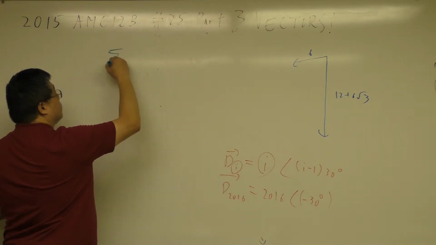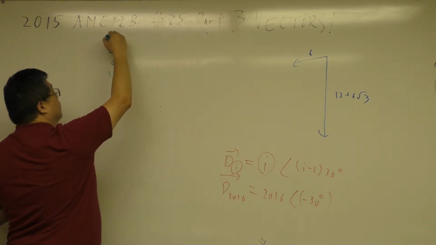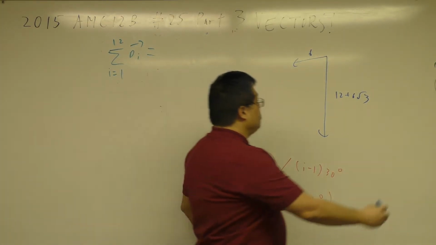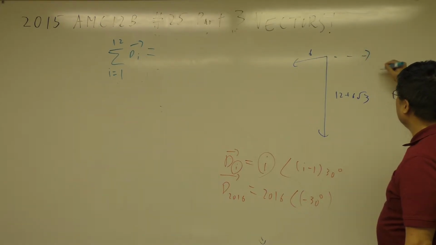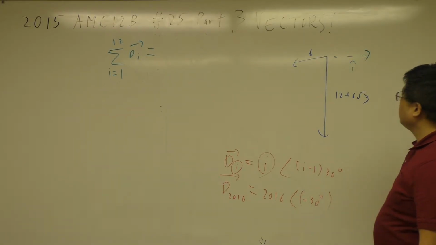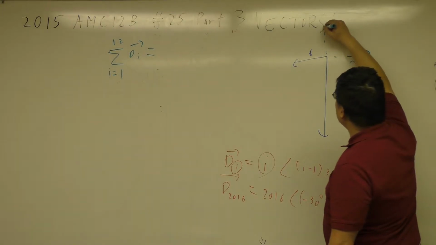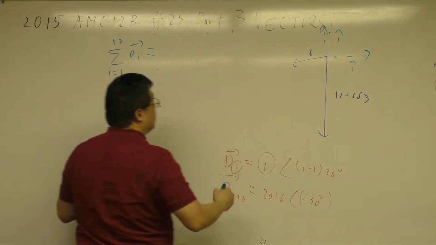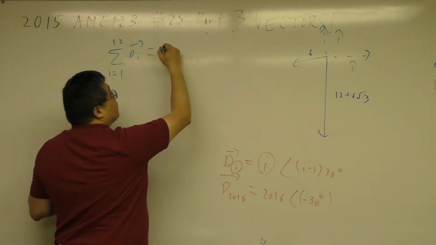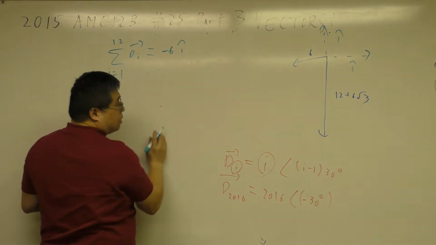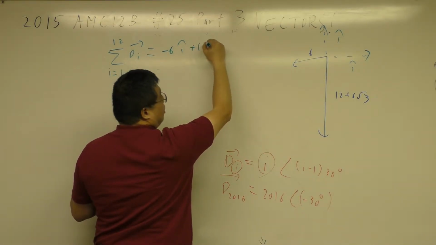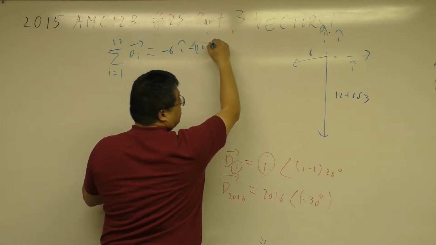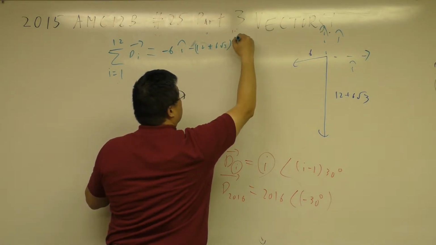We know that if you add from 1 to 12 of di, this will give us... now usually the vector term, positive x direction is denoted as the i direction, positive y direction is denoted as the j direction. So this guy is equal to negative 6 i hat plus 12, no, not plus, minus 12 plus 6 square root 3 j hat.